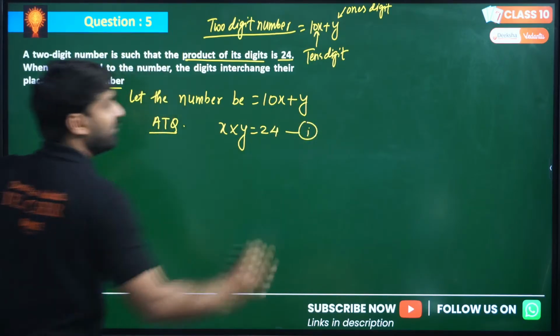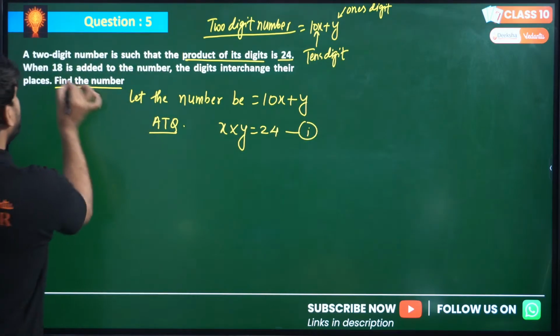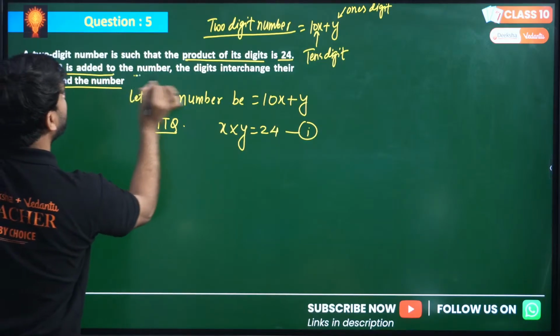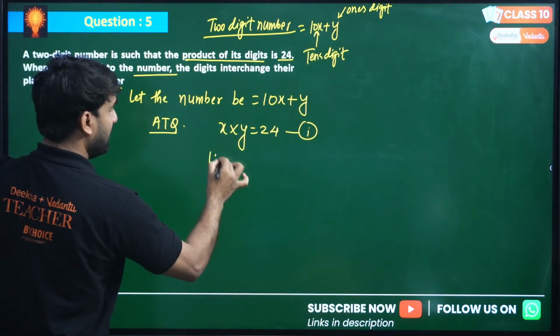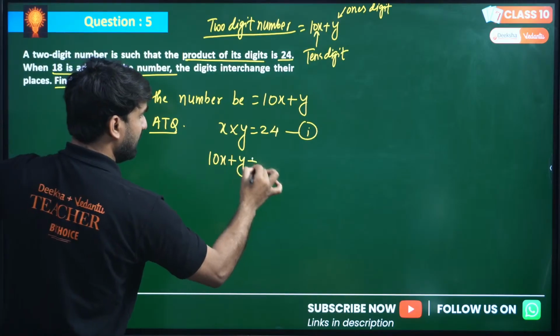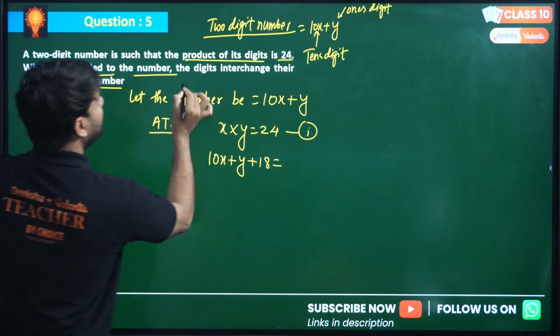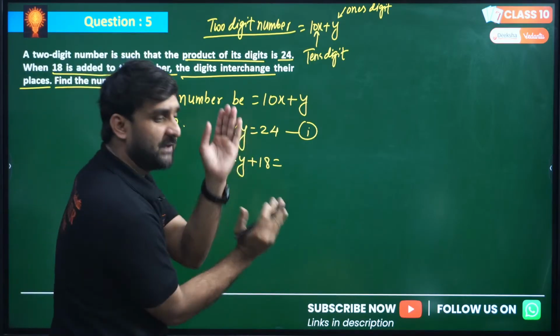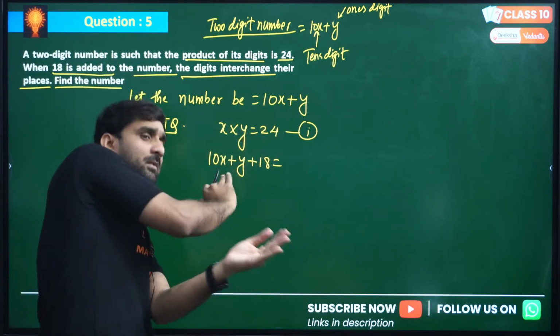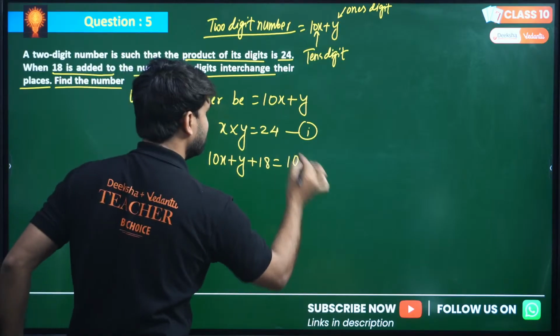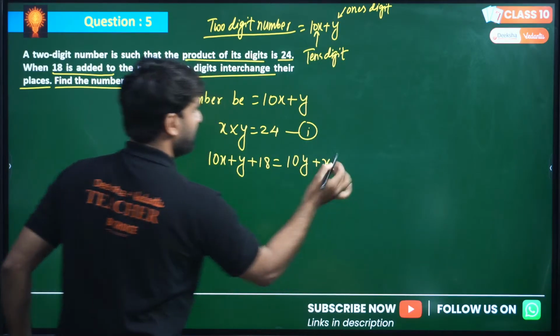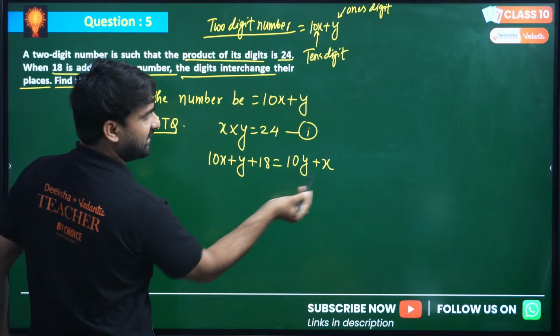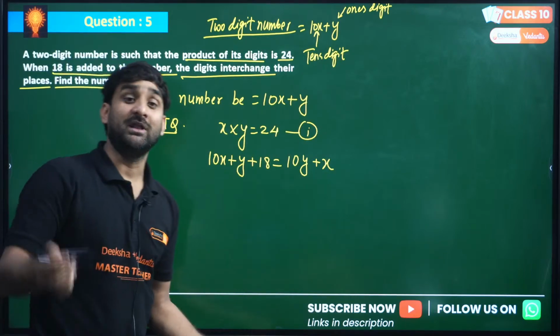Call this equation 1. Now, when 18 is added to the number, the digits interchange their places. Very good. So the ones digit will become the tens digit and the tens digit will become the ones digit. So we can write this as 10y plus x. This is 10x plus y. So after interchanging the digits, the number will be 10y plus x.